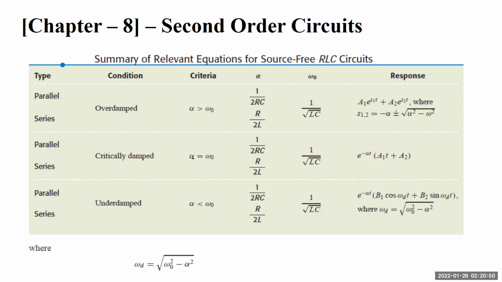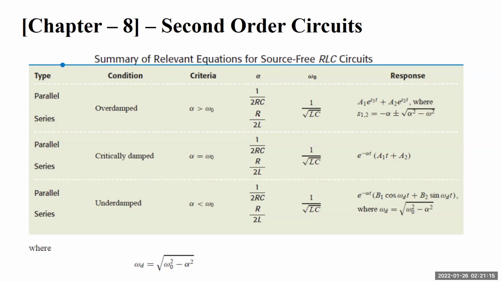The same goes with the critically damped response. For critically damped response, we have alpha equal to omega naught, and in that case what we get is something like e raised to power minus alpha t times (A1 t plus A2). And similarly, for the underdamped response, alpha is less than omega naught, and these values remain the same. This is our omega naught, and our overall response comes out something like this.